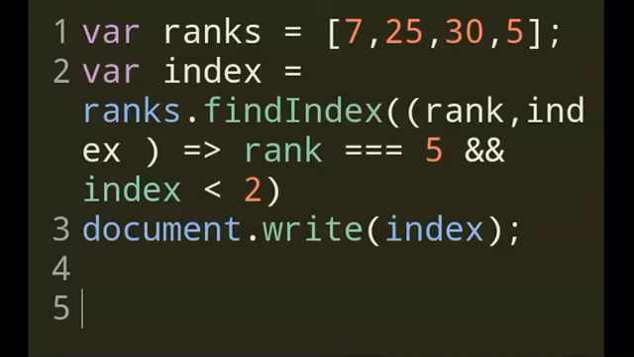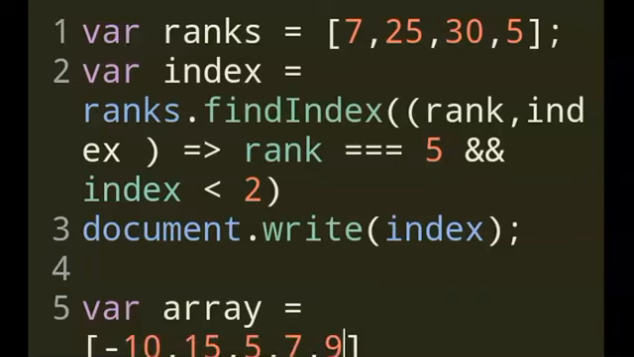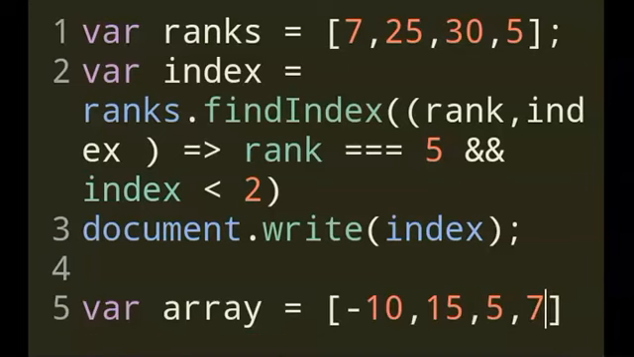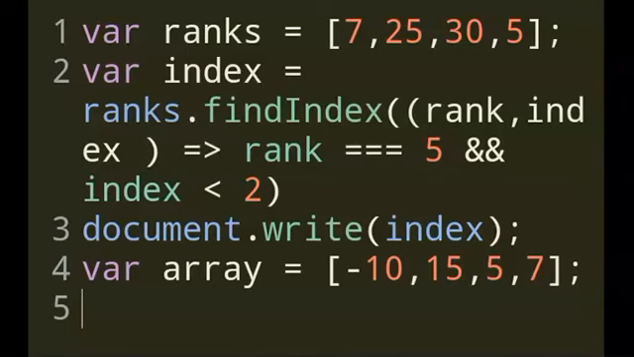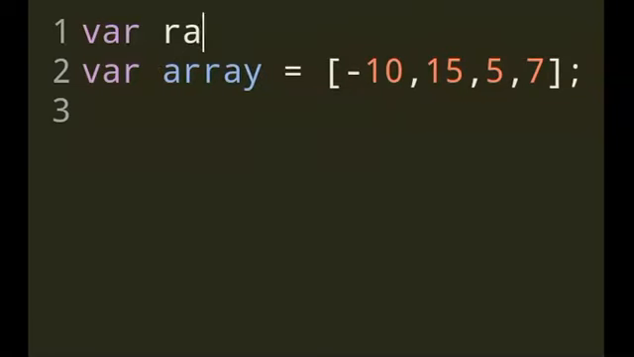Let's also find index using a function. Instead of arrow function, a named function. var array equals -10, -15, 5, 7, 9. Okay, leave the 9. So I'm just going to remove the first one so that there's no confusion.